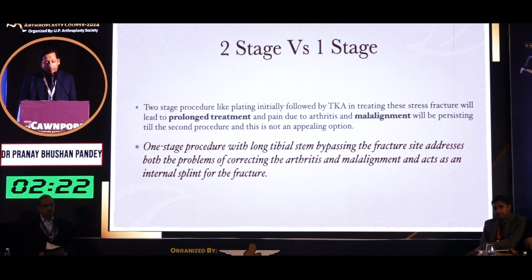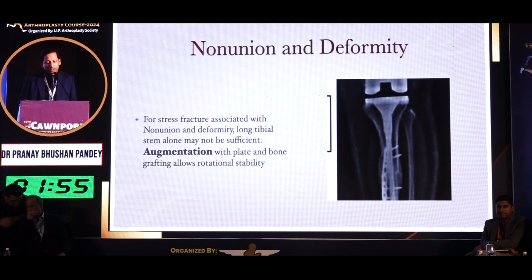Two-stage is obviously once you do the fixation, and it has a prolonged treatment, and the pain due to arthritis is still there, and you are not catering to the malalignment, which persists, and it delays the union also, and again you have to go in for a second stage with a longer morbidity. So a one-stage procedure with a long tibial stem bypassing the fracture site addresses both the issues, correcting the arthritis and malalignment as well as providing internal splinting of the fracture.